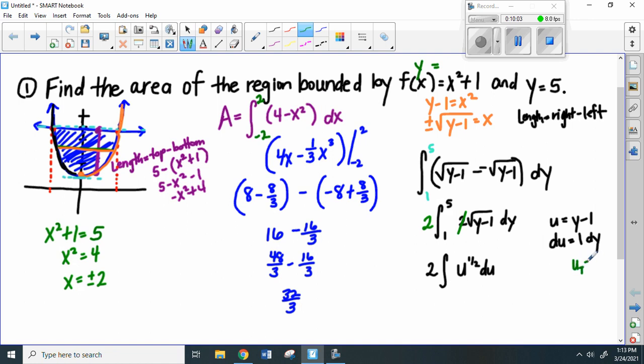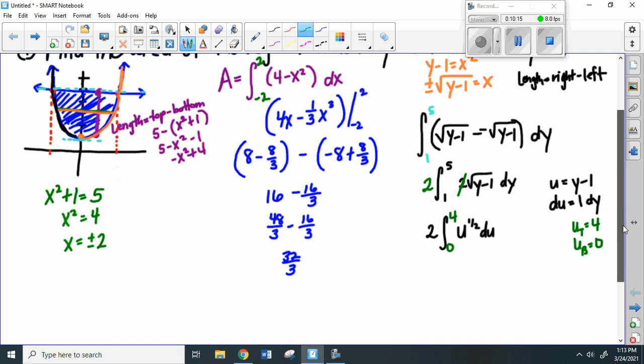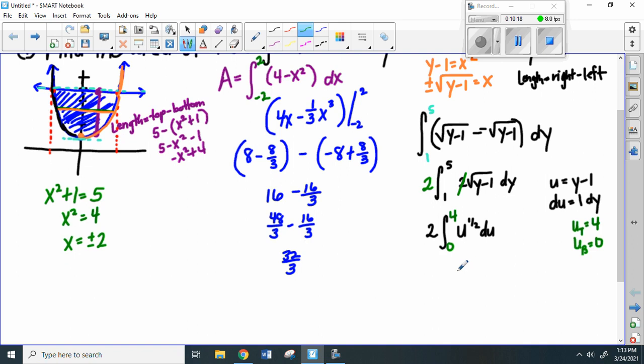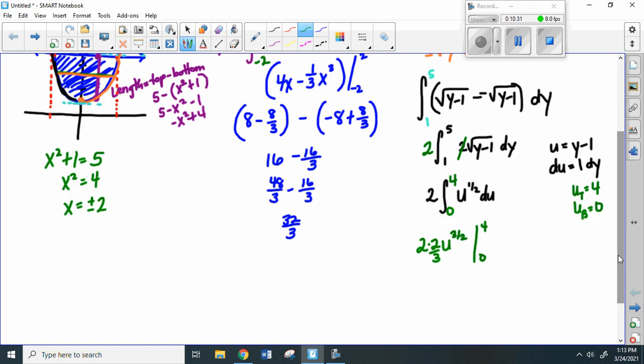So for the top, when I plug in 5, 5 minus 1 is 4. And for the bottom bound, when I plug in 1, 1 minus 1 is 0. Okay? Now, I still have to integrate. I haven't integrated yet. So the 2 stays, add a power, divide by the new power, and then I will be plugging in my bounds. Remember, because you changed the bounds, you're literally plugging them in place of u. You never have to go back to the y minus 1.